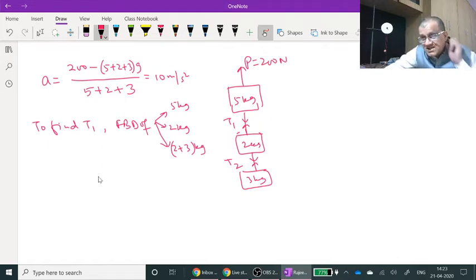Monia Mehta says A is 20. Have I made some mistake? Monia Mehta, kindly check your answer. 200, this is 10. 10 into 10, 100. 200 minus 100 is 100. 100 upon 10 is 10. So A is correct.